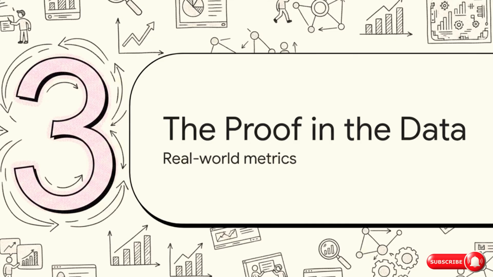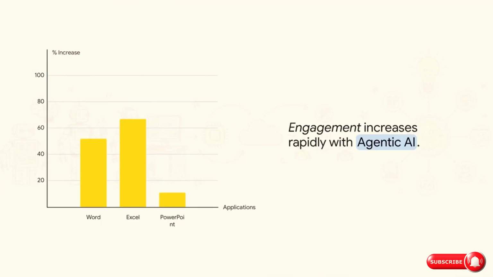Next up, Section 3, the proof in the data. So you might be wondering, is this actually working out in the wild? And this brilliantly illustrates that it is. This isn't just some marketing gimmick. It's a fundamental change that's already validated by real user metrics straight from the Microsoft 365 blog. We are seeing massive jumps in user engagement, which they measure by tries per user per week. Since these agentic capabilities launched, engagement is up 52% in Word, a staggering 67% in Excel, and 11% in PowerPoint. It turns out, when the AI actually performs the labor, people use it a lot more.